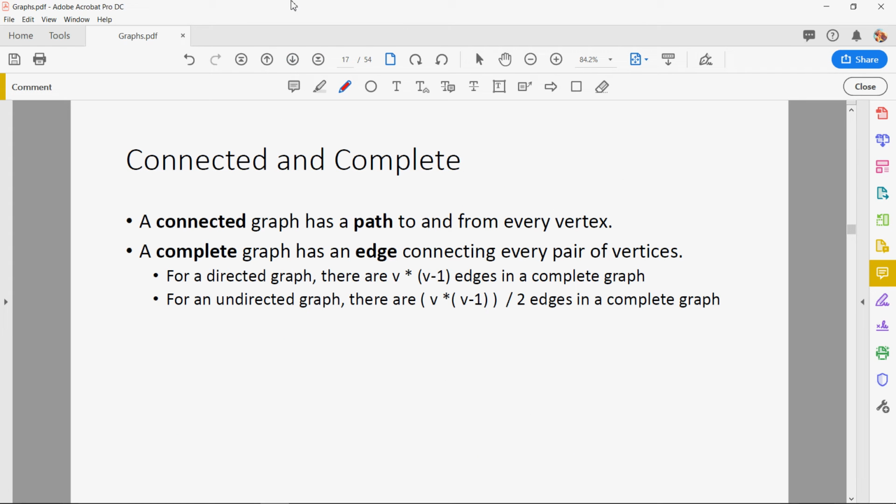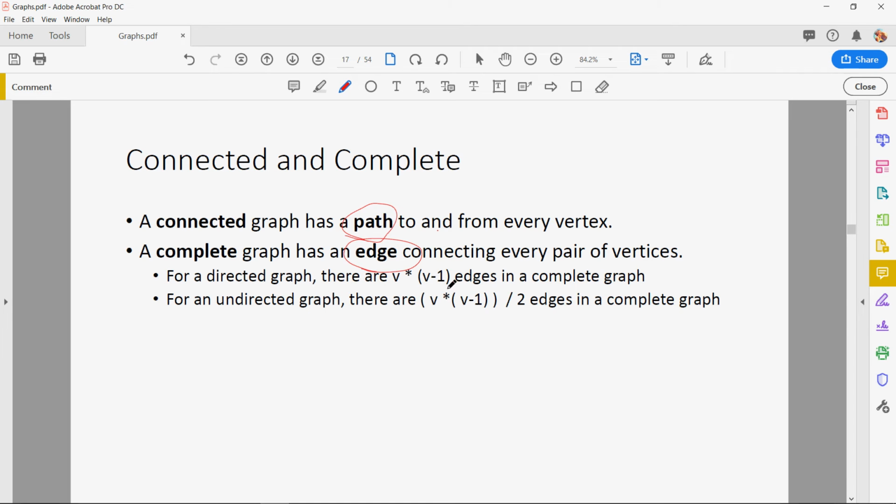Two other really important terms related to graphs are connected and complete. A connected graph means that there is a path to and from every vertex. Essentially, there is a way to get from any one vertex in the graph to any other vertex in the graph. A complete graph has an edge between every pair of vertices. So not just a path, but a direct edge, a direct link between every two vertices.